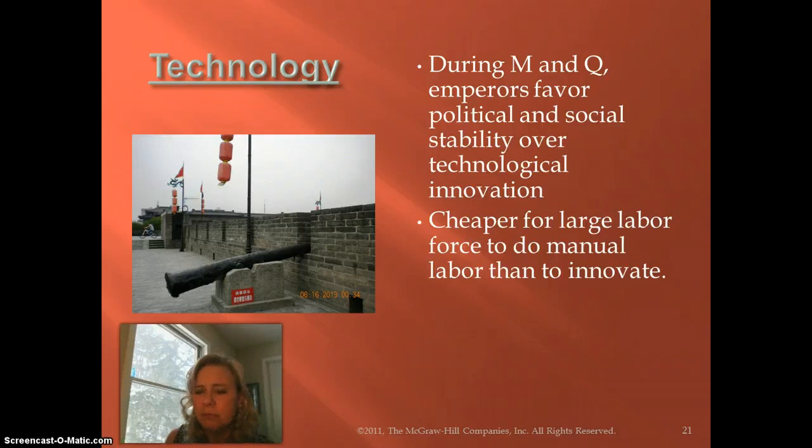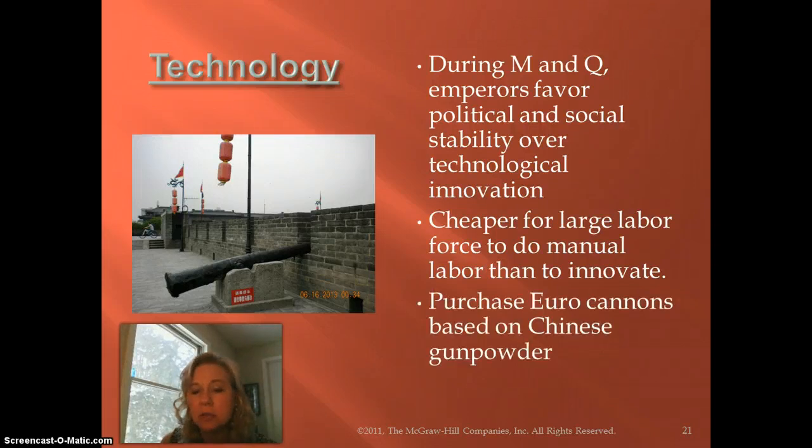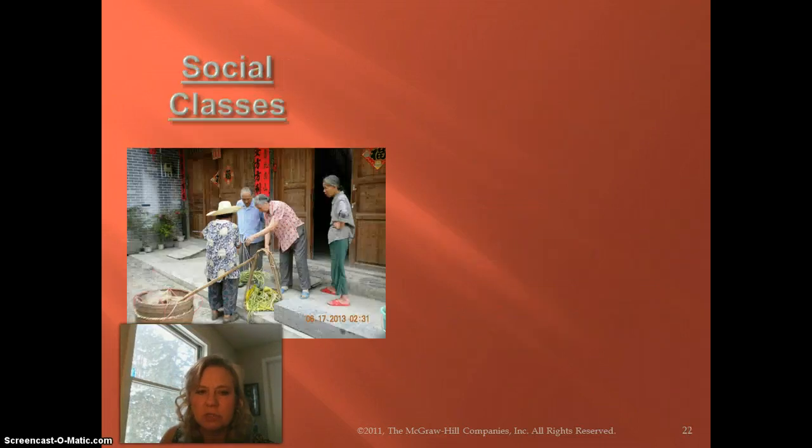They have a large labor force. They don't need to innovate in order to provide labor-saving devices, and actually, they end up buying European cannons. This is a picture of one in the city of Xi'an, which is where the terracotta warriors are. And these cannons were built based on Chinese gunpowder technology.